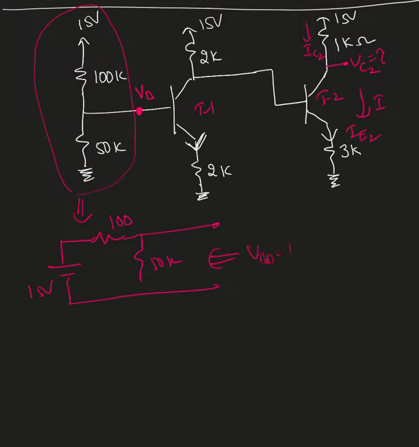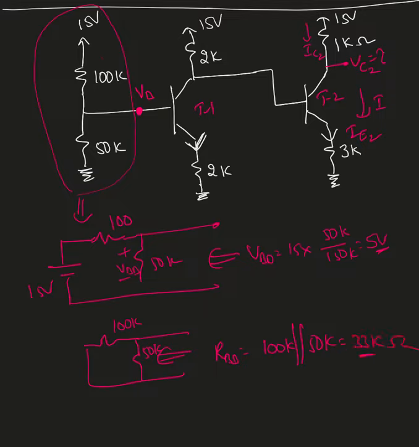Our VBB is 15 times... I'm going to use the voltage division rule. This is VBB: 15 times 50k divided by 150k. So that's going to be 5 volts. Now you need to find the RBB resistance connected to the base. While finding that, replace all the voltage sources with short circuits and current sources with open circuits. So we have 100k parallel with 50k. So your RBB, equal to 100k parallel with 50k, will end up as a 33k ohm resistor.